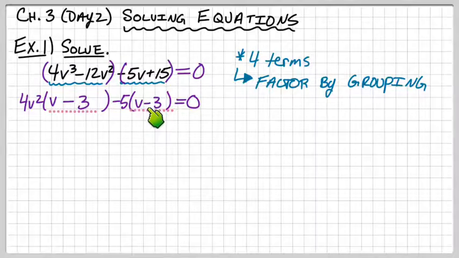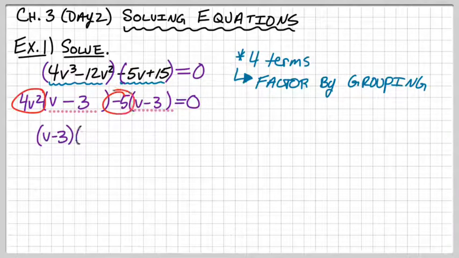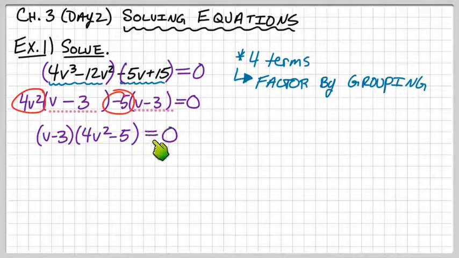It's kind of like we factor those v minus 3 terms out, and then we're left with 4v squared minus 5. So v minus 3, and then what's left over? 4v squared minus 5. And this is all still equal to 0. So we just did factor by grouping. So we're halfway there. Now to solve, how do we solve this? So it's equal to 0.